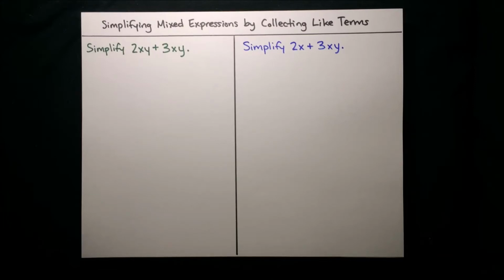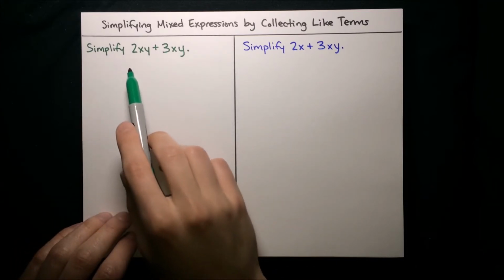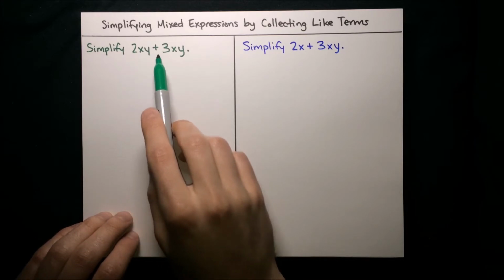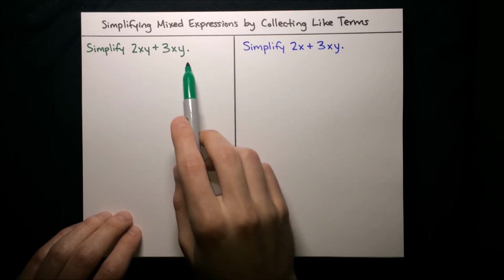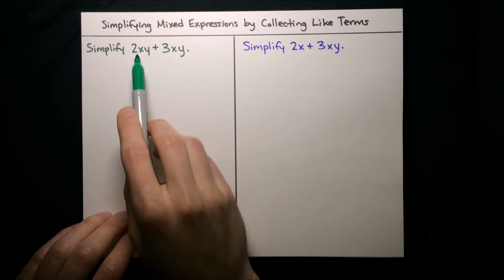In this video, I'm going to show you how to simplify mixed expressions by collecting like terms. So let's start with two simple examples. First of all, we want to simplify 2xy plus 3xy. And you can tell that these are like terms. They each have the same variable part, xy.